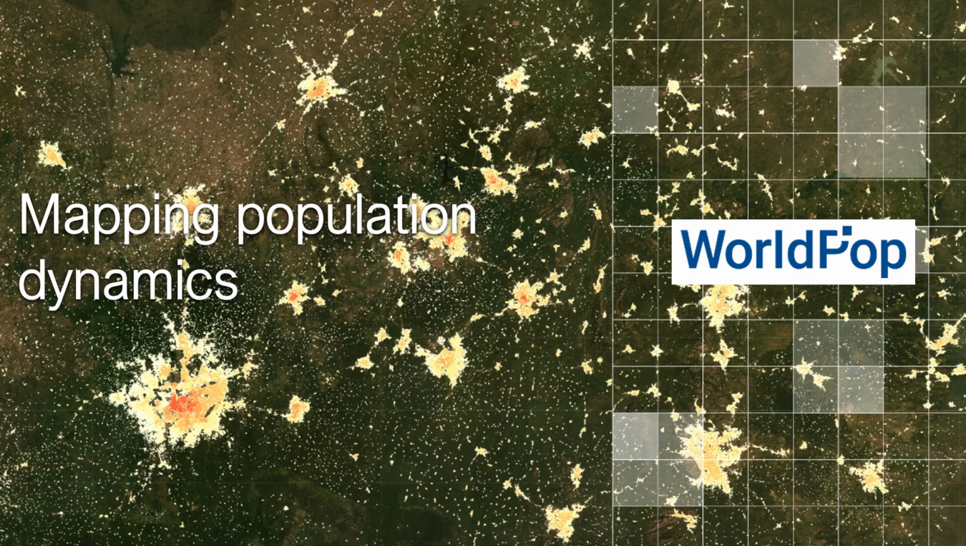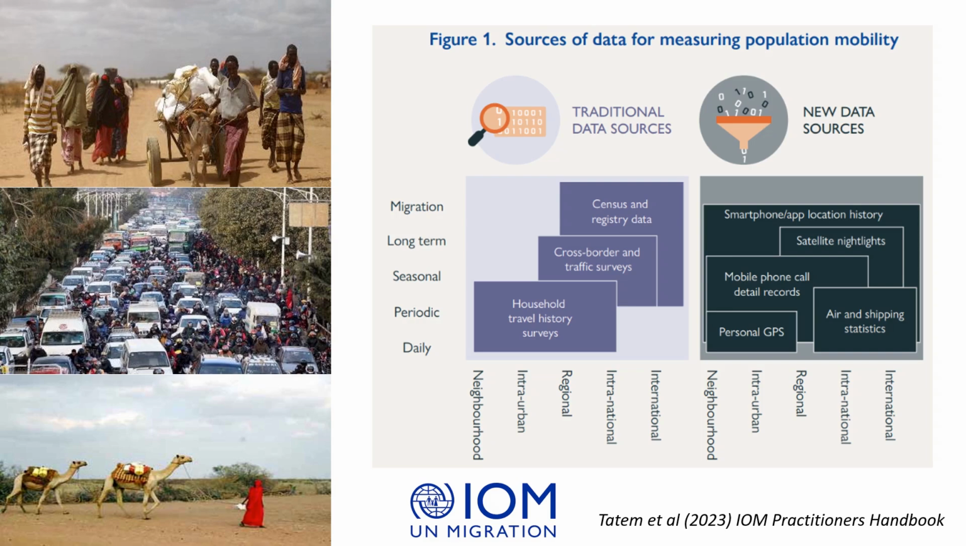So there's population dynamics. And I'm only really briefly touching on this. I think there's a whole other talk that could be done on this, but there are different ways of trying to measure population change and mobility. Up until maybe 10 years ago, we really only had census and registry data, household surveys, cross-border and traffic surveys, and each of these are still vital in terms of anchoring and validating new sources of data that are on the right, that may come from mobile phones, GPS, and other sources.